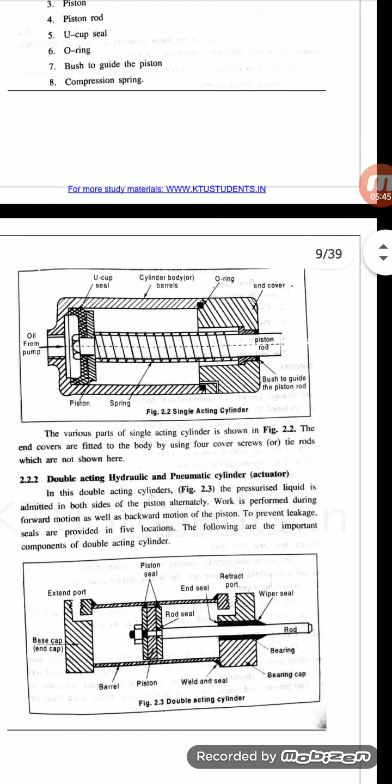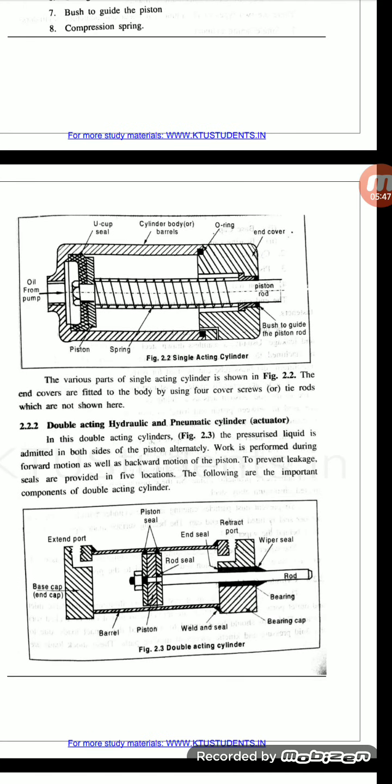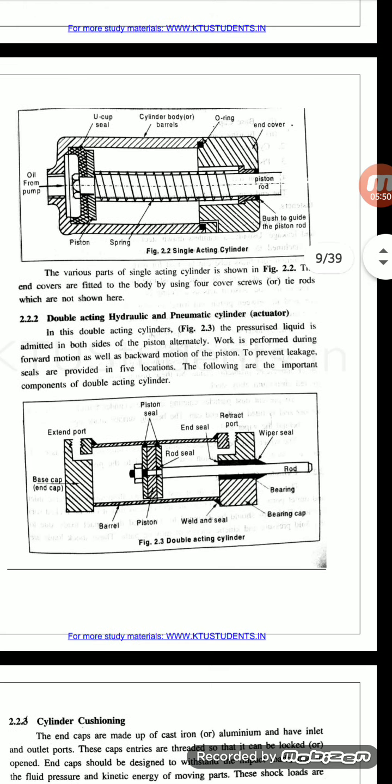Next one is the double acting hydraulic and pneumatic cylinder. In the double acting cylinder, figure 2.3, the liquid is admitted into the body on both sides of the piston alternately.